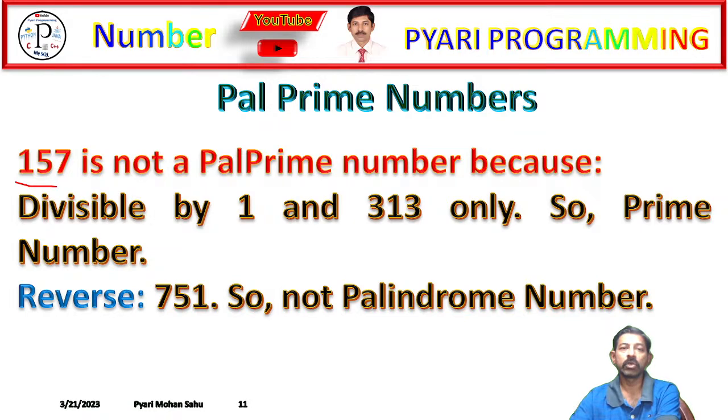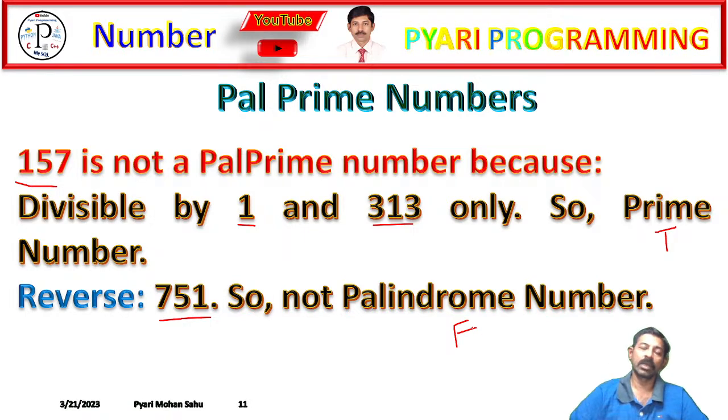157 is a prime because it is divisible by 1 and itself only. So that's why it is a prime number. अब ये prime number true हो गया. But palindrome check करते हैं. Reverse is 751. Now 157 and 751 are not equal. So that's why palindrome is false. So now we can say that it is not a prime palindrome.